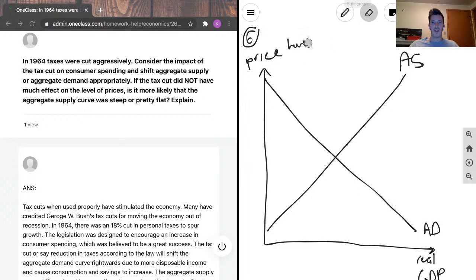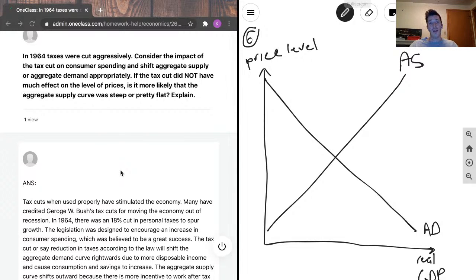That's supposed to say price level, so I'm going to try it again. So we've got price level, where price is on the y-axis, and real GDP on the x-axis. Aggregate supply slopes upwards, and aggregate demand slopes downwards. There is a cut in taxes.